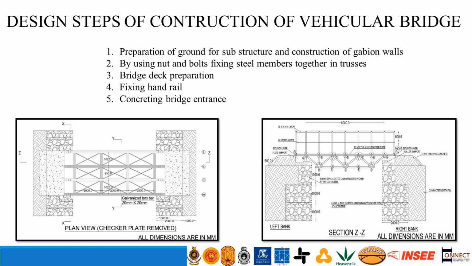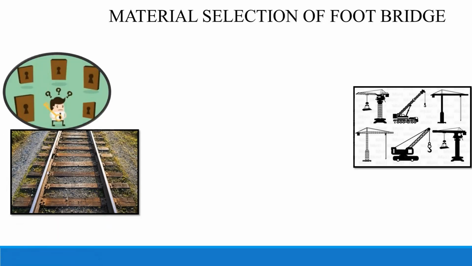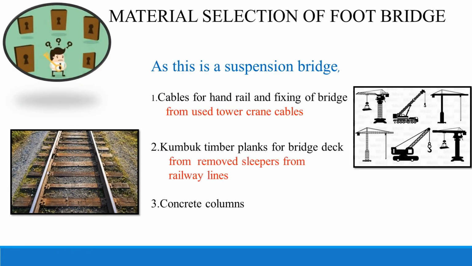Selecting material for the footbridge also is very important. Footbridges are normally used only by people, not for vehicles. So we decided to construct a suspension bridge as a footbridge. We selected RC columns and cables for the main load bearing members of this footbridge. We can get cables from tower cranes, and the bridge deck was prepared using kumbuk planks. Those planks also can be obtained from Sri Lanka Railway. Nowadays Sri Lanka Railway is removing all timber sleepers and replacing them with concrete sleepers. Therefore, those removed sleepers can be used for the deck of the bridge.